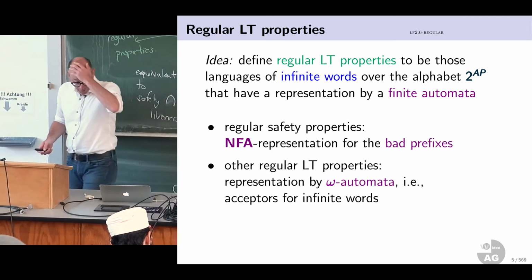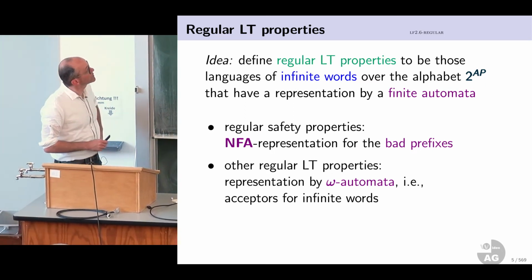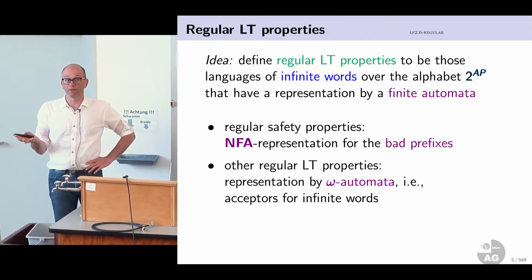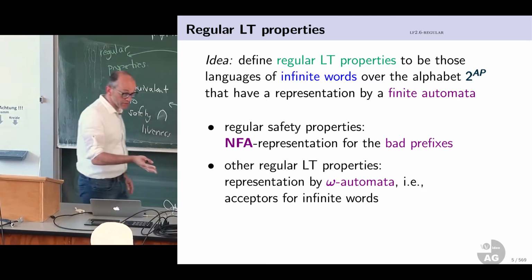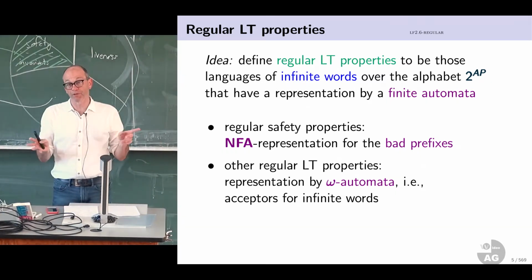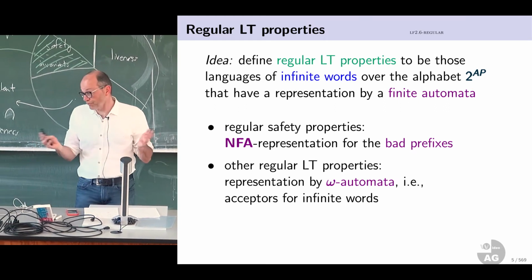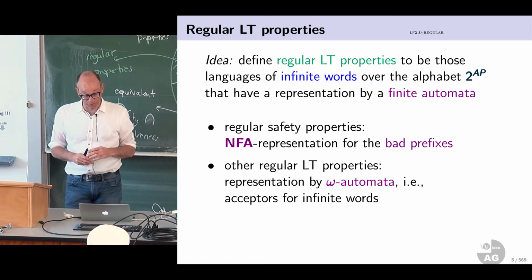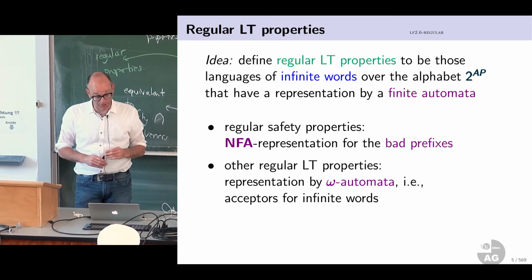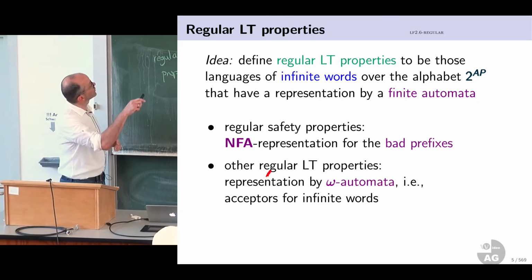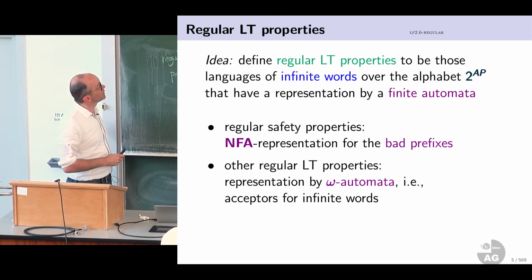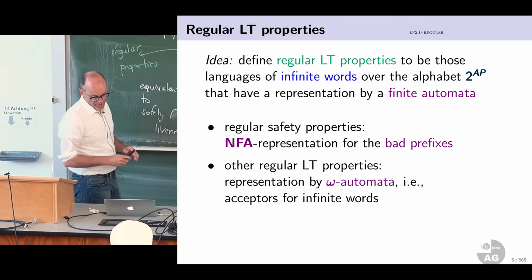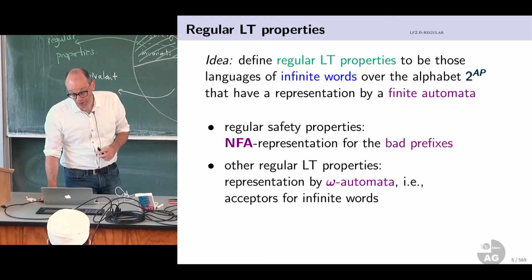Good, so what's the idea? We're going to focus on regular safety properties. And remember what was a safety property? A safety property can be shown to be violated by means of a finite bad prefix. And if you consider all the finite bad prefixes for a regular safety property, they can be represented by a non-deterministic or a deterministic finite state automaton. We're going to see for the other properties that we're going to call regular, we need other kinds of automata, because there we need automata for infinite words. Today we're going to stick to automata accepting finite words.